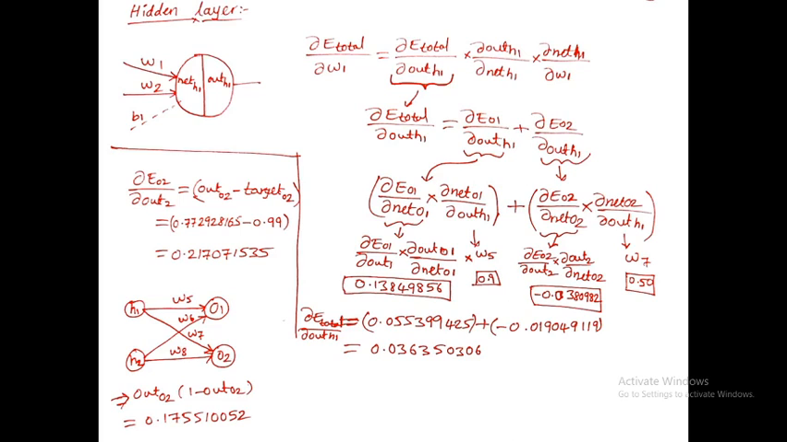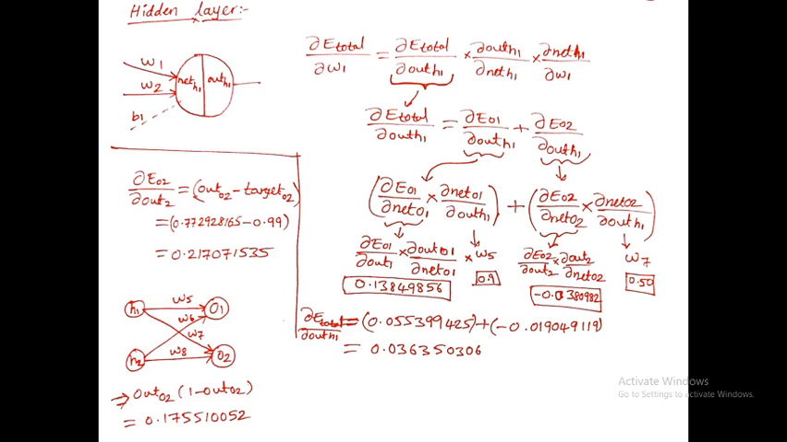Okay, so here again, like in the previous slides, we need to find the partial derivative of the total error, dou E total, with respect to the weight W.